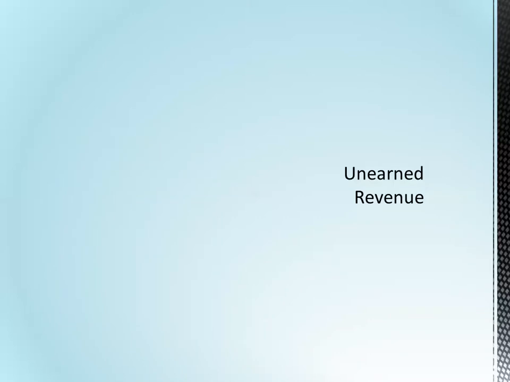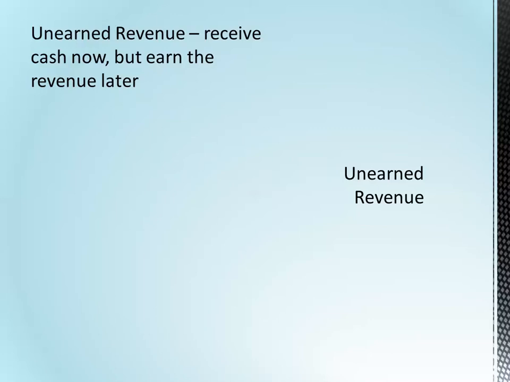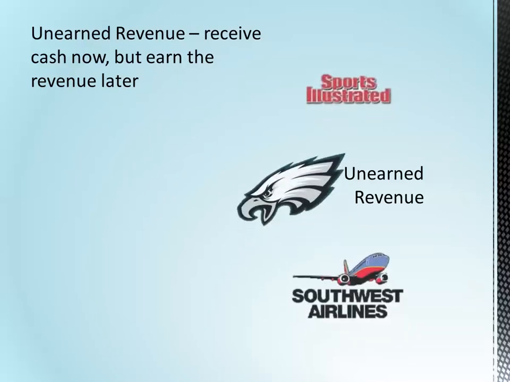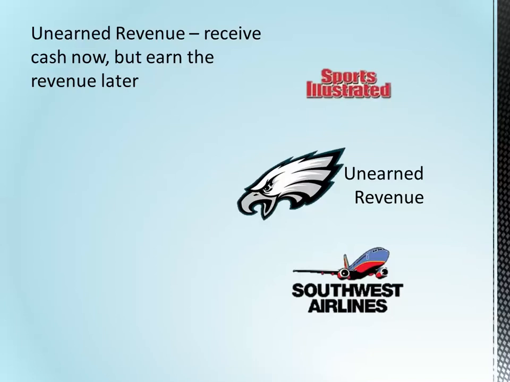Now we get into some more difficult ones. First one here is called unearned revenue. So you receive the cash now, but you don't earn the revenue till later. I think these are three good examples. Sports Illustrated. Think of magazine subscriptions. They get the money, and then they send out the magazine. Think of the Eagles. They sell season tickets, and then they have the games later on. And airplanes, the same way.